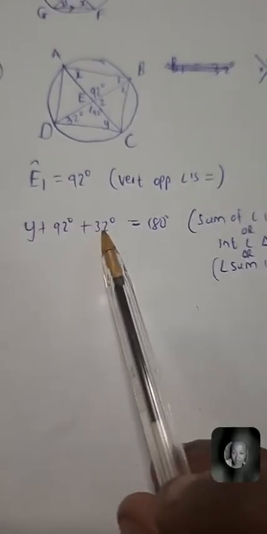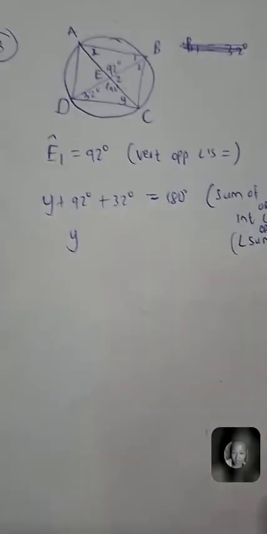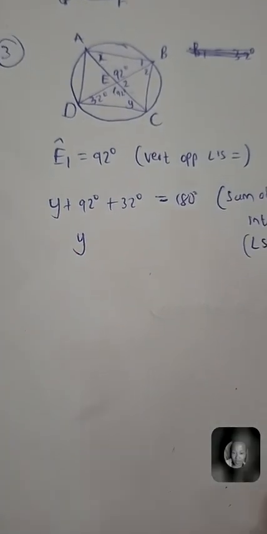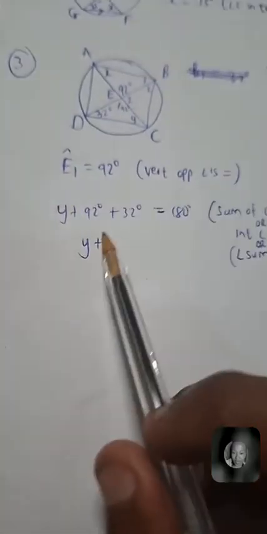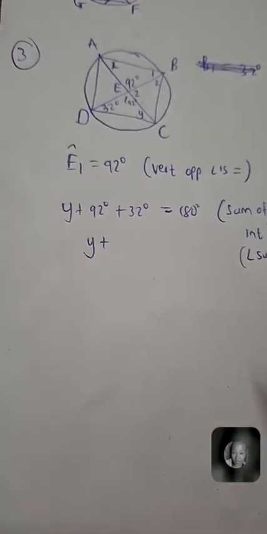Okay, all right, that's fine. Now we can go ahead. Find y. I'm sure you can, right? I don't have my calculator. The calculator is also something that people are so reliant on. 92 plus 32, we get 124. That is equal to 180. Transpose the 180. 180 minus 124 is 56.